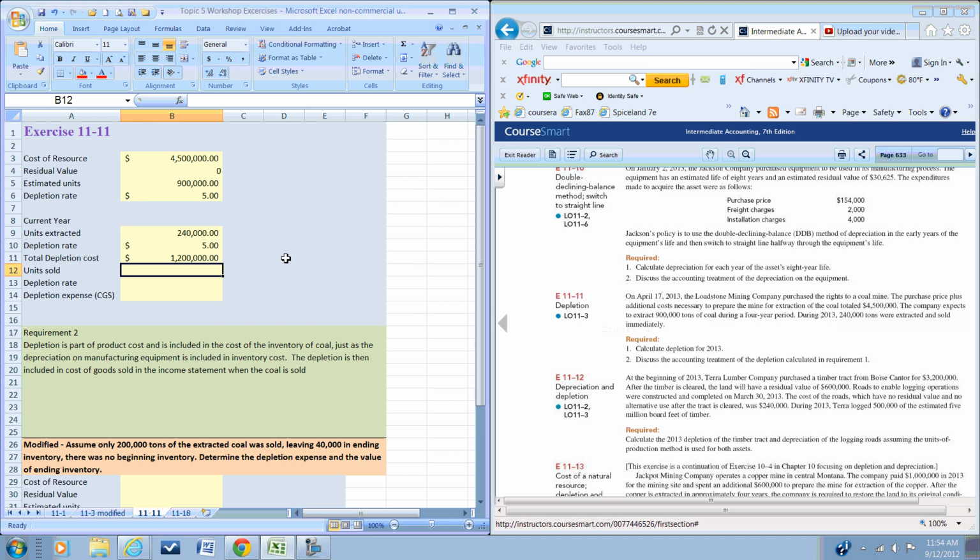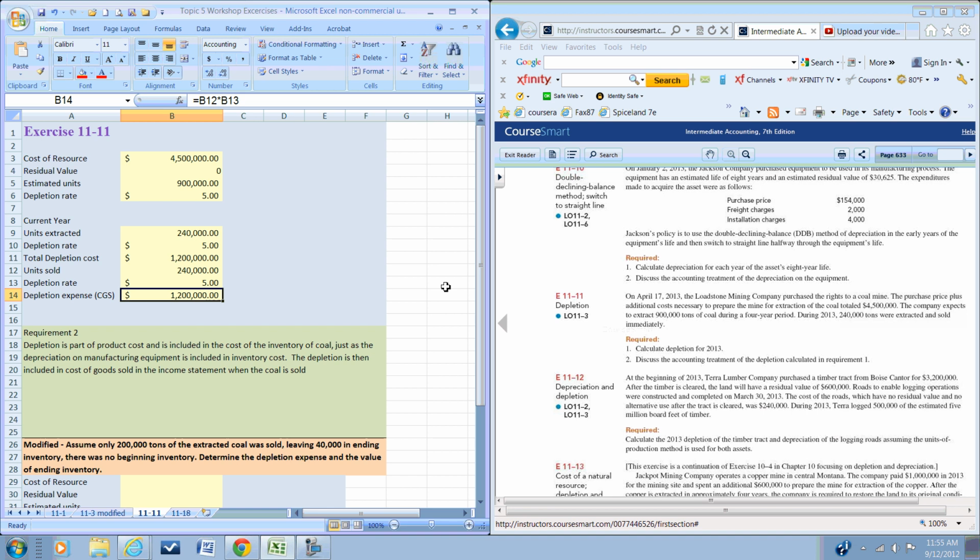Another way to look at this would be to determine the depreciation expense. The depreciation expense, as opposed to the depletion cost, is going to be based on the number of units that we sold. Well, in this case, there's no difference. We sold all 240,000. Multiply the tonnage sold by the rate, and our depletion expense that will go into the cost of goods sold will be the same as our depletion cost.